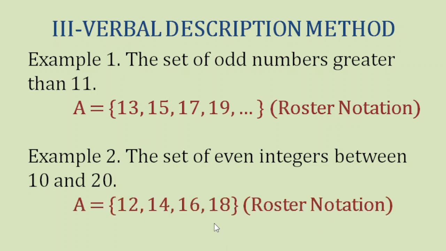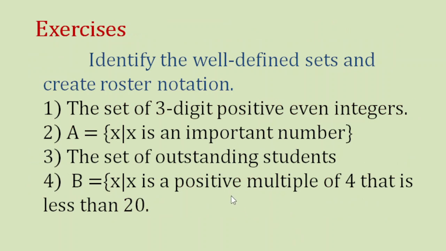This is our roster notation. A equals {12, 14, 16, 18}. Now I prepared here 4 items. Identify the well-defined sets and create roster notation. Number 1, the set of 3-digit positive even integers. 2, A is the set of all x's such that x is an important number.